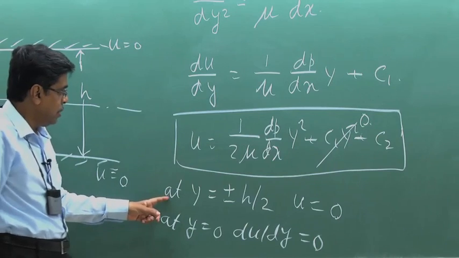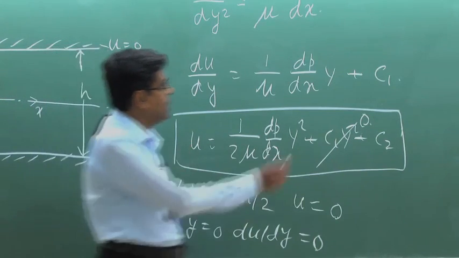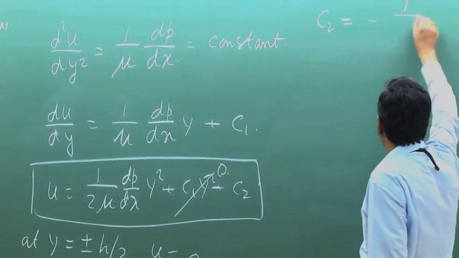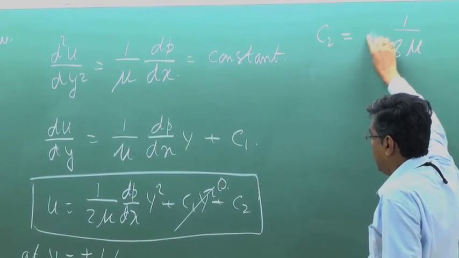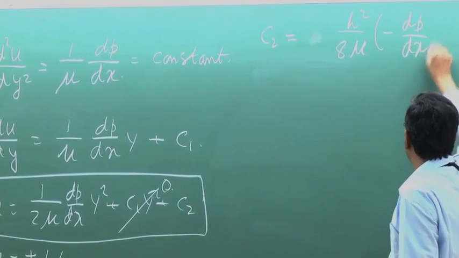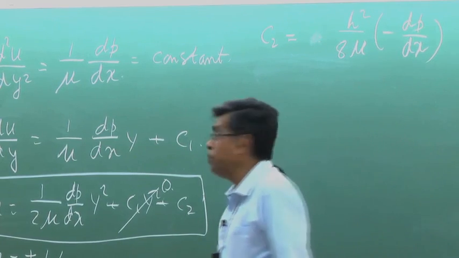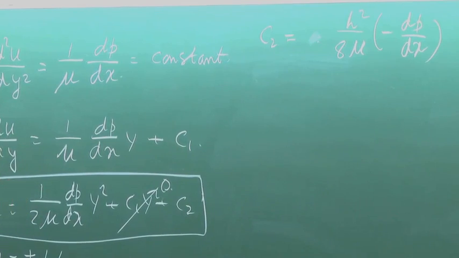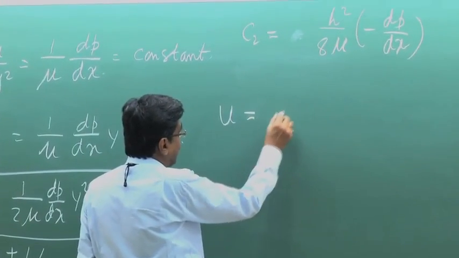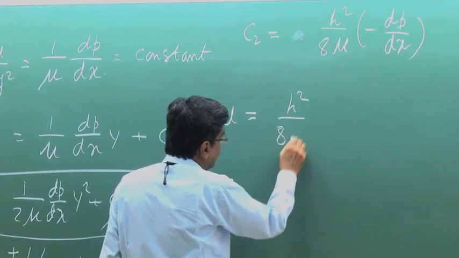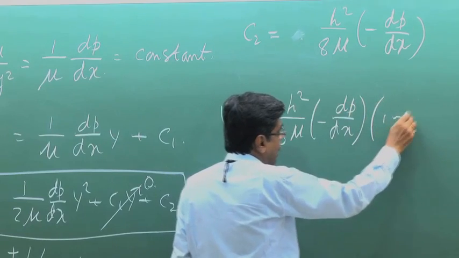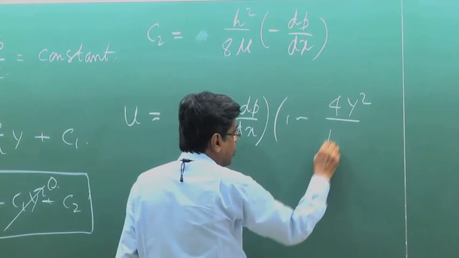And if we put the other boundary condition, we get C2 is equal to h square by 8 mu, minus dp dx. This is a style of writing. So C2 becomes h square by 8 mu times minus dp dx. If you substitute this C2 here, finally you get the velocity profile like this: u equals h square by 8 mu, you take this as common, minus dp dx, into 1 minus 4y square by h square.